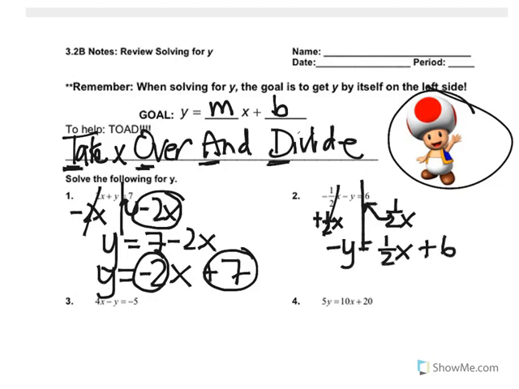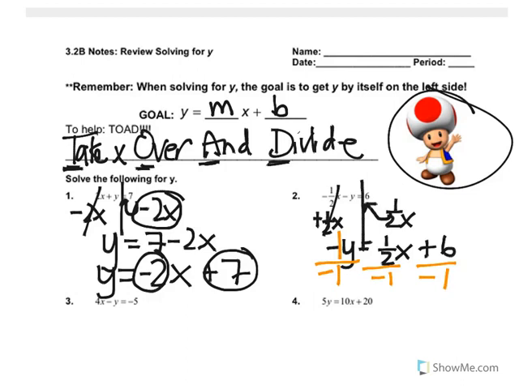Now we're not done yet because it doesn't say y equals, it says negative y equals. And so we want to get that negative sign off of there. So I ask you, what number is in front of that y that we don't see? Negative 1. So we're going to divide everything by negative 1. That's what we mean by divide.